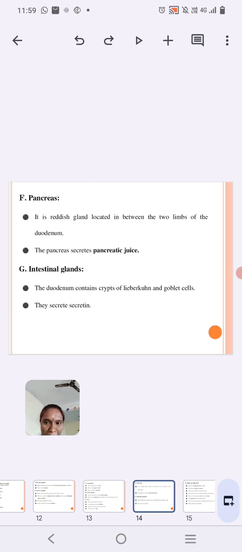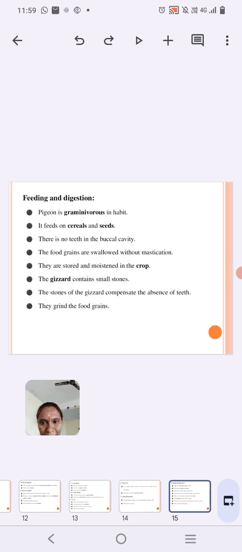The next one is the pancreas. The pancreas is a reddish gland located in between the two limbs of the duodenum. Pancreas secretes pancreatic juice. The next one is the intestinal gland. The duodenum contains some groups of lymphocytes and goblet cells. They also secrete secretin. It also helps in digestion.